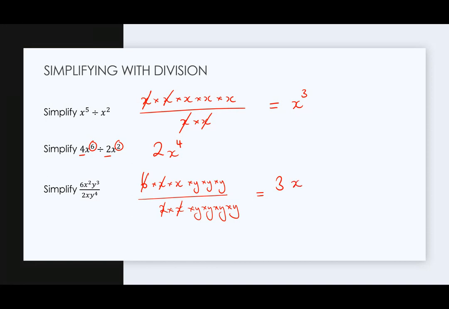However, with the y's, cancelling these out, you'll see that I'm still left with 1y and it's on the bottom of the fraction. So instead of being 3xy, it's actually going to be 3x divided by y, because the remaining variable is still on the bottom, so it still has to be written as a fraction, as 3x over y.